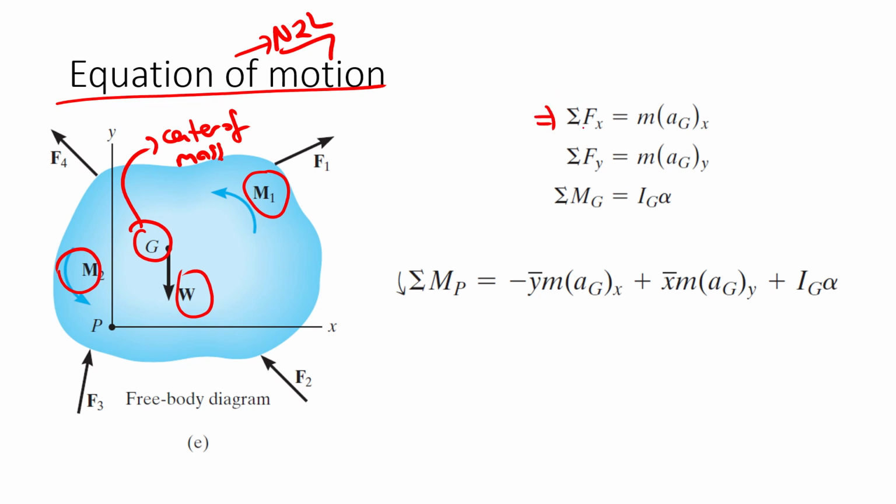The forces in x direction will be mass times acceleration of the center of mass of the body. Similarly, y direction, and similarly the moment, and that will be the moment of inertia. If you remember the I, moment of inertia with respect to G, so the axis passing through point G, and then times the angular acceleration alpha.